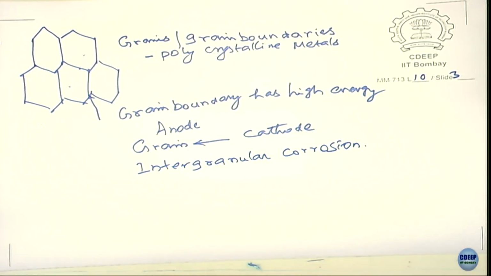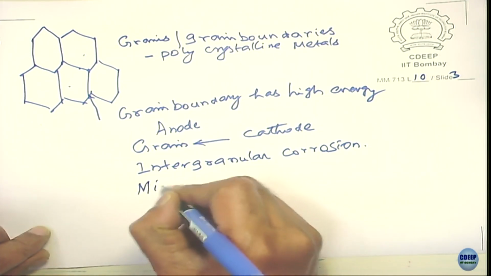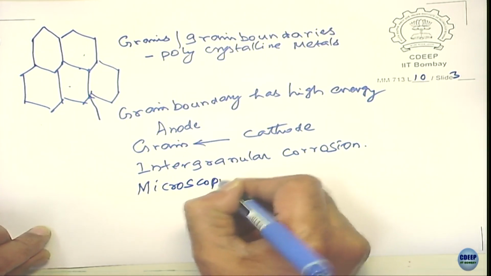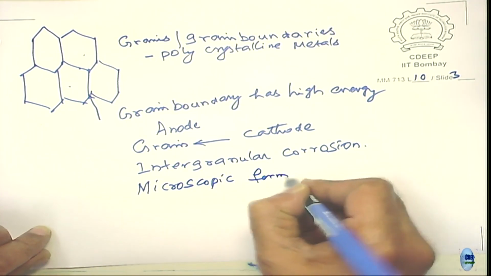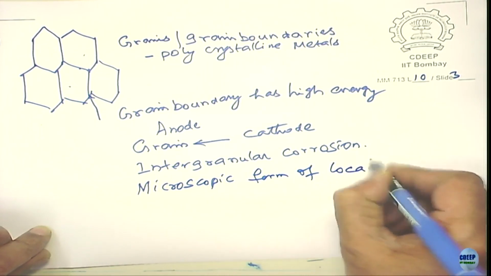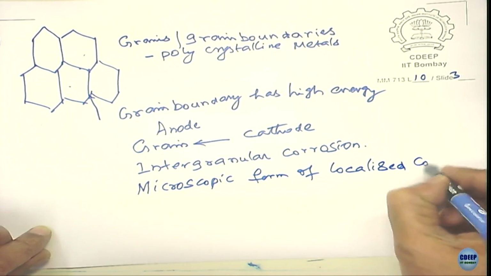It is more complex than what I have depicted here. We will see this again in detail. Okay. Now look at this. The anode and cathode are fixed with respect to time. Grain boundaries will continue to dissolve with time, and the grains will remain as a cathode with respect to time. So you have the other form of localized corrosion. Again, please notice it is again a microscopic form of localized corrosion.